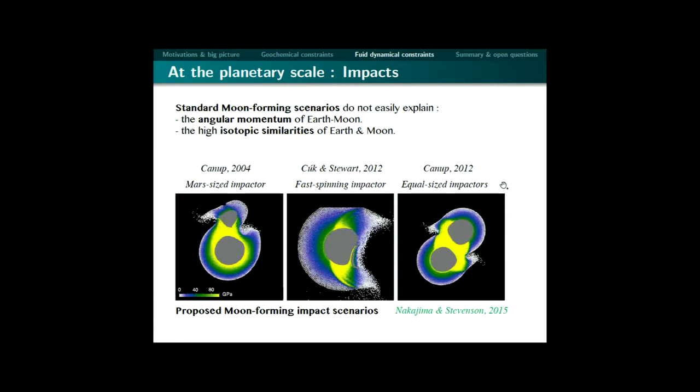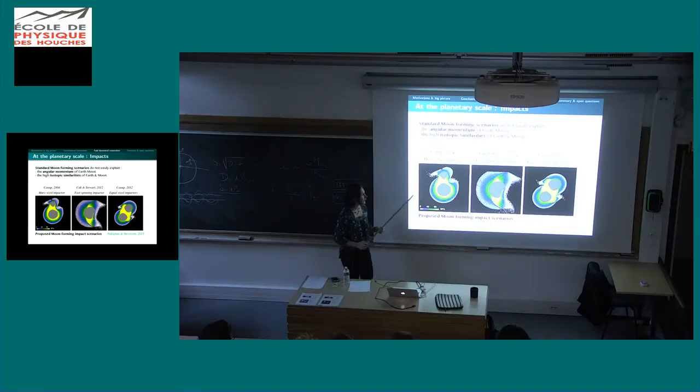There are still a few problems with the standard model. The standard model for Moon formation is an impact with a Mars-sized impactor, on the left here. However, there are troubles with this model because it has difficulty explaining a few features. The first one is the angular momentum between the Earth and the Moon. The second one is the isotopic similarities between the Moon and the Earth. It's really incredible how the Earth and the Moon are similar in some isotopes, and any moon-forming scenario needs to explain that.